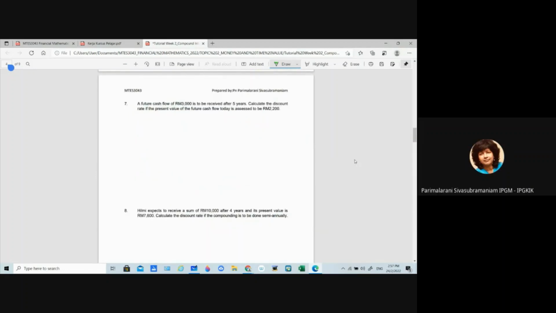A future cash flow, they already tell you it's a future value. So you must look for keywords like this, okay? A future cash flow of 3,000 is to be received after 5 years. So draw your timeline, okay? So this here is 3,000 and you know you're going to receive it after 5 years. Calculate the discount rate if the present value is assessed to be 2200. So they've given you present value and they've given you your future value. And you also know T is 5. So they're asking you for your discount rate.